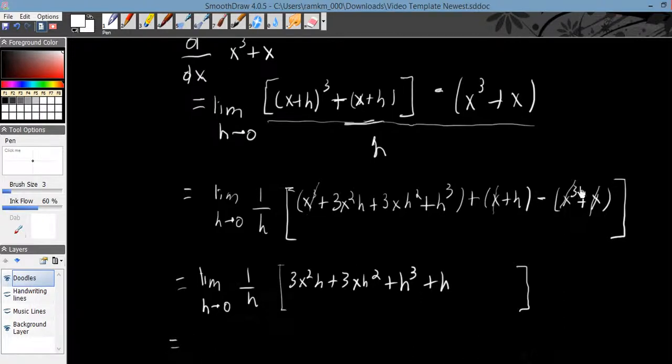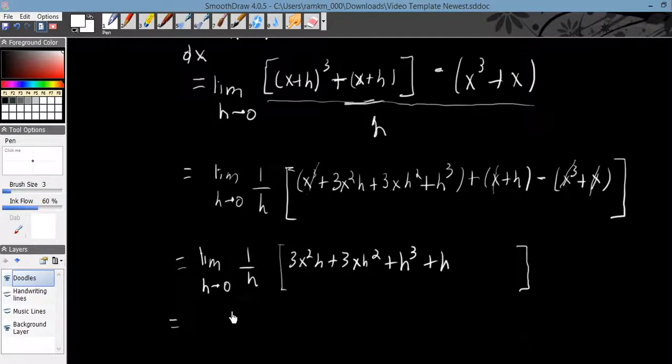And now let's go ahead and divide through by h, and we'll have the limit as h approaches 0 of 3x squared plus 3xh plus h squared plus 1.